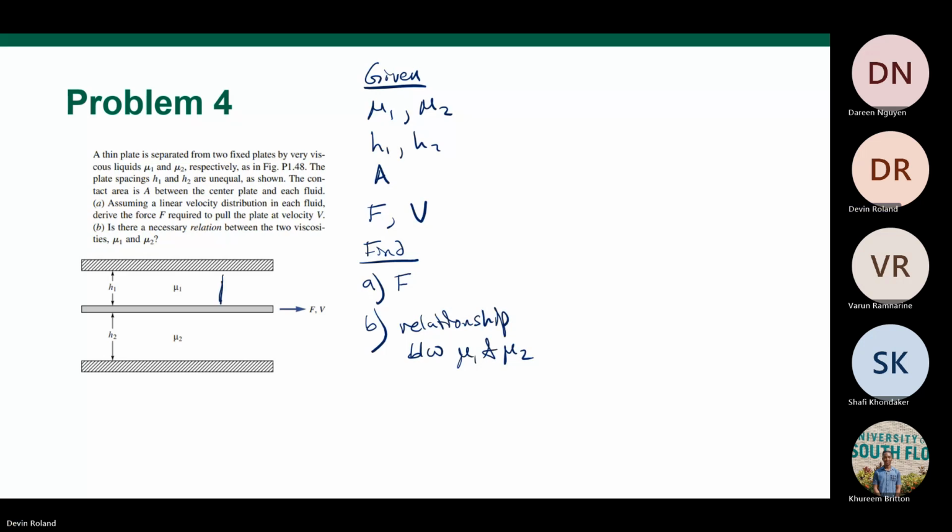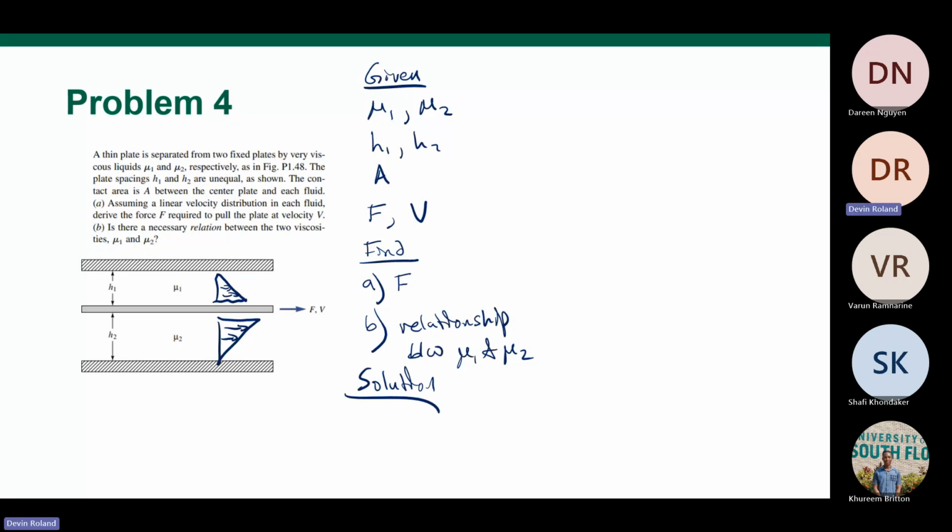Okay, so it says we have linear velocity profiles. So they would look something like this, just like before. It will be flipped, right? Because the velocity will be 0 at the fixed plates. Yep, you're right. I was thinking that the outside ones were moving. Yeah, good catch. So it looked like that. That was my bad.